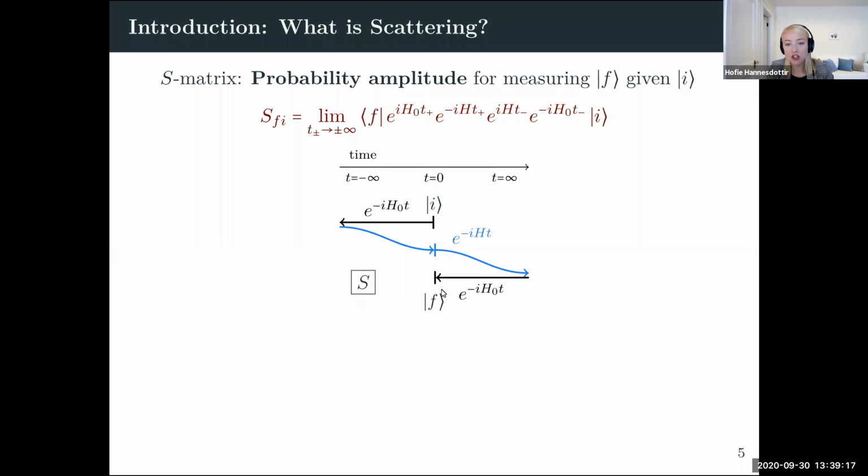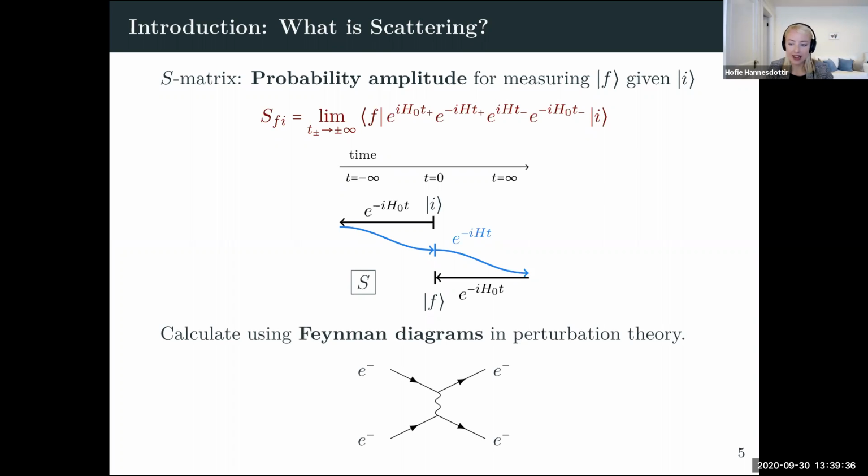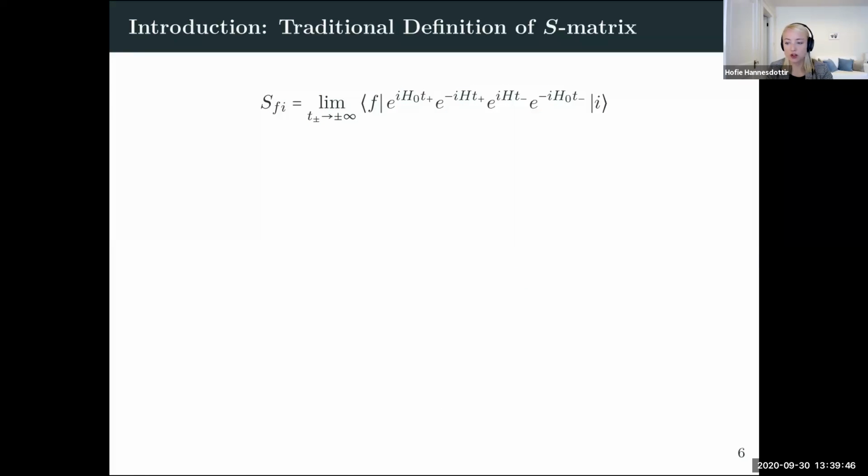And then to get back to our state f, which lives at time equals 0, we have to evolve back again with a free Hamiltonian. So this is the operator that achieves this definition. It's the probability amplitude for measuring some final state f given some initial state i. And again, in perturbation theory in QFT, we calculate these S-matrix elements using Feynman diagrams.